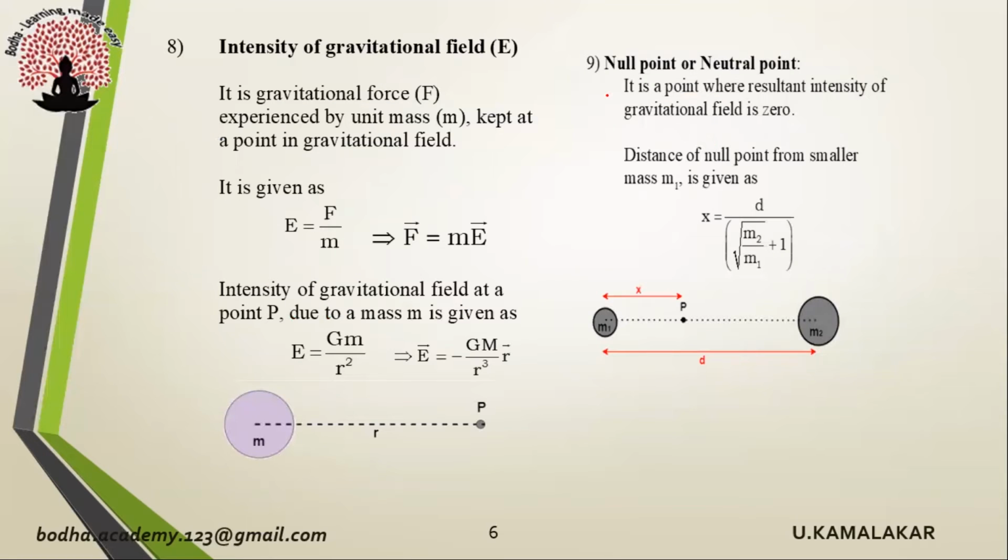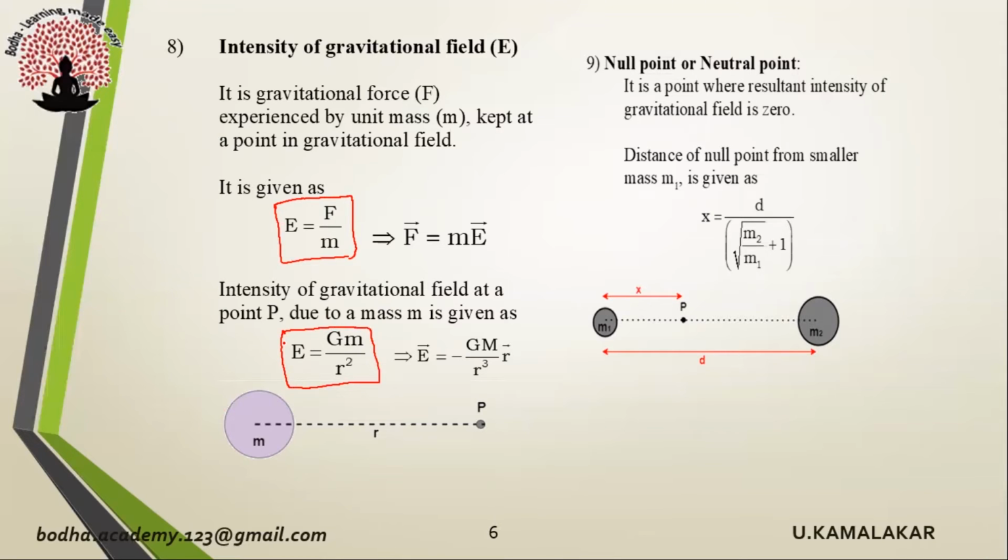Intensity of gravitational field. It is gravitational force experienced by unit mass kept at a point in gravitational field. That is, it is given as E = F / m. Intensity of gravitational field at a point P due to a mass m is given as E = Gm / r².